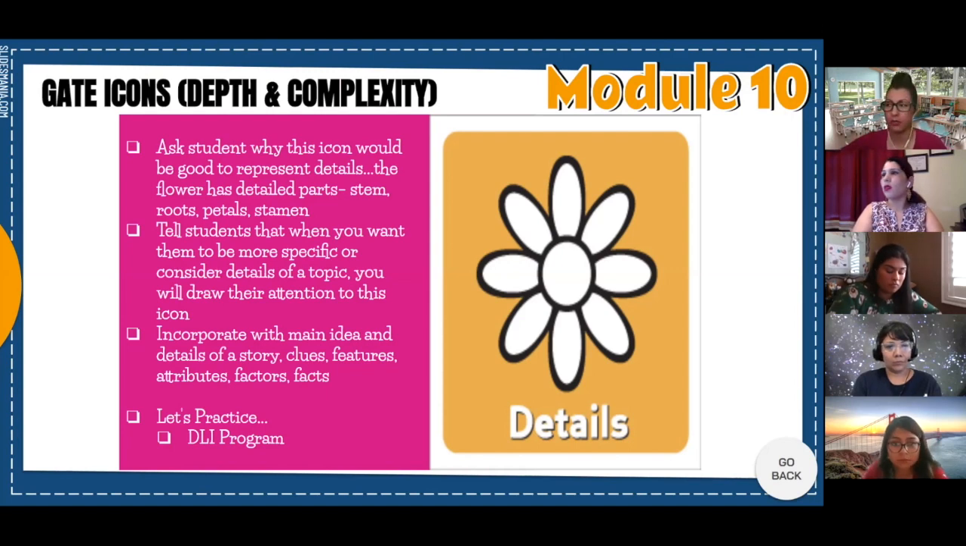So normally I would say, let's practice with the DLI program. So why don't we just do this? In the center, we would have DLI program. Now, my task to you would be, go ahead and type in the chat some words or phrases that are some important detail about the DLI program.